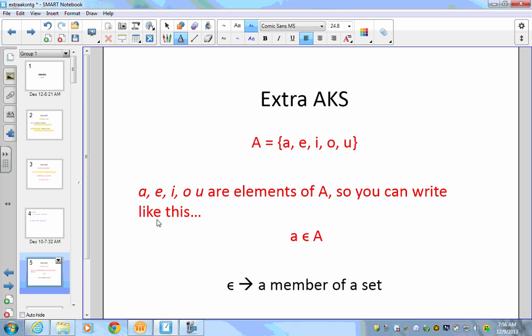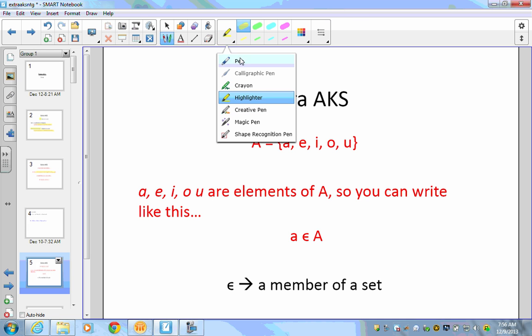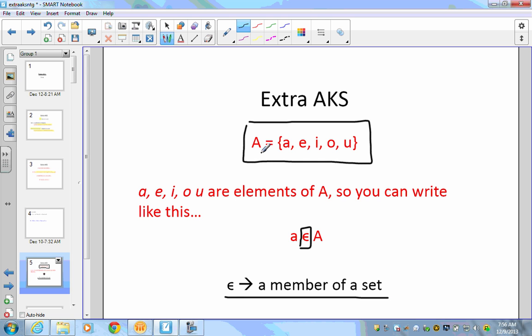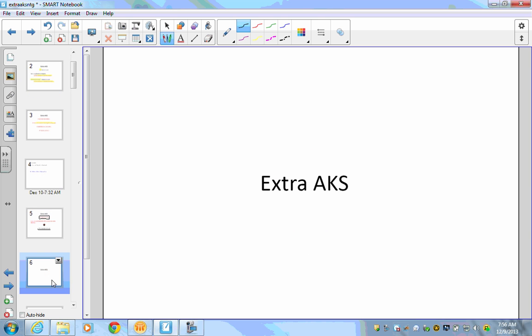All right. Another symbol that you're going to need to know. Actually, I haven't talked about symbols yet, and you're going to need to know a lot of symbols in this section. The first symbol is this one right here that kind of looks like an E, and it means is a member of a set. You will always be given a set to go off of. So it's set A: A, E, I, O, U. So little letter a is a member of set A. Okay, moving on.